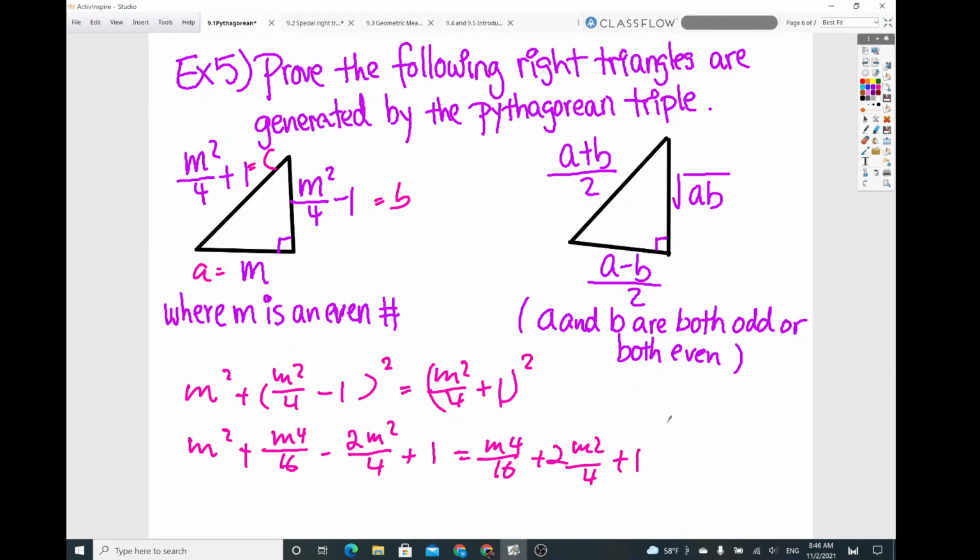And you may notice that things we can reduce, so 2 over 4 would be 1/2. So we got m squared minus 1/2 m squared, so then that would be 1/2 m squared. M to the power 4 over 16, nothing we can do, just leave it like that. Plus 1, nothing we can combine with that constant, just leave it. And just compare the right hand side, so it looks like it's going to be the exact same trinomial.